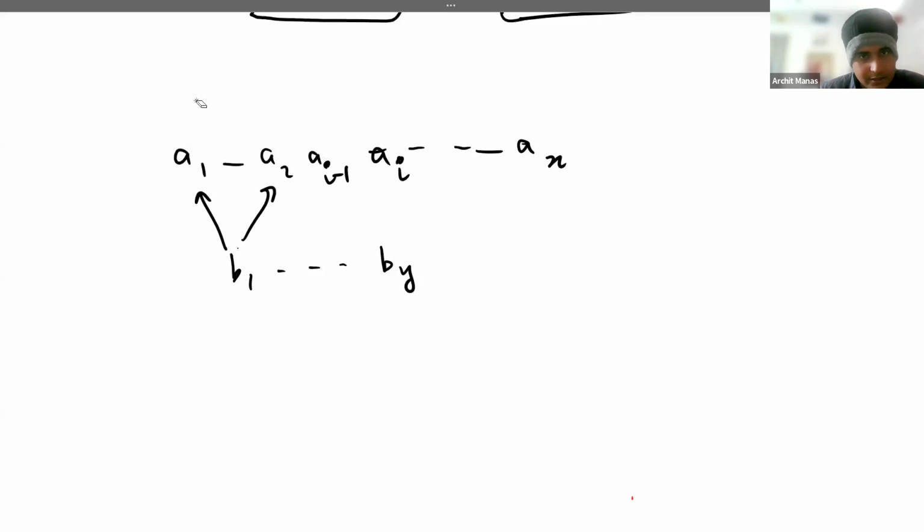So you just appropriately fix B1 in here. For B2, you can just start asking from AI. Exactly. You can just start asking from AI. And so now, you don't need to ask about A1 through AI minus 1 because you've already done that. And now if you think about this, can anyone tell me how we can estimate the number of questions we ask this way?